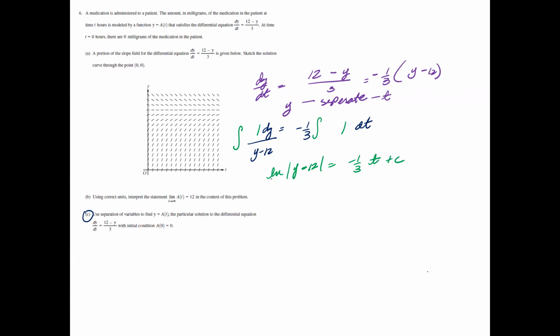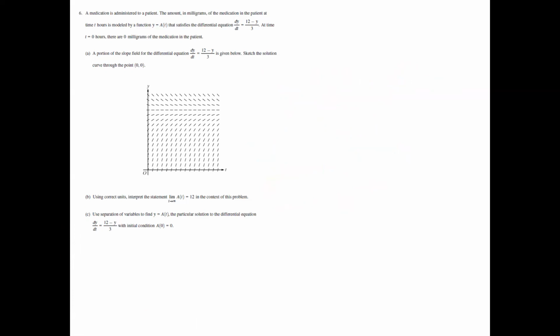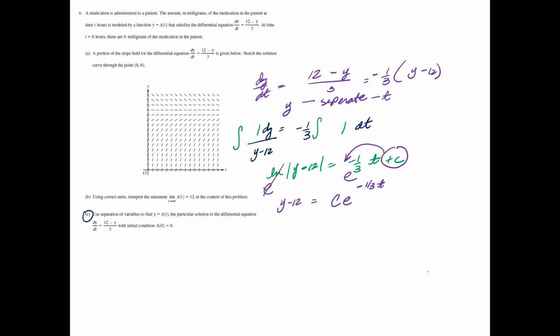So if my goal is to get y by itself, I need to go ahead and get rid of the ln. How do I do that? You put an e on both sides. Ln e cancels, so y minus 12 equals, remember we did this, I said this is a constant c, it goes in the front right here. So c e to the negative 1/3 t. Now, you still have the 12, so I don't want it there, so I'm just going to add the 12 on both sides, which is y equals 12 plus c e to the negative 1/3 t.